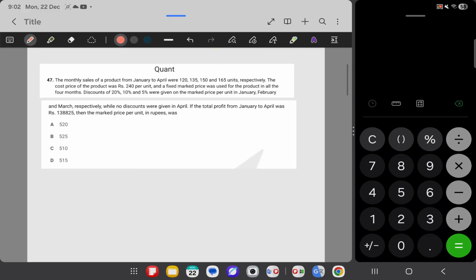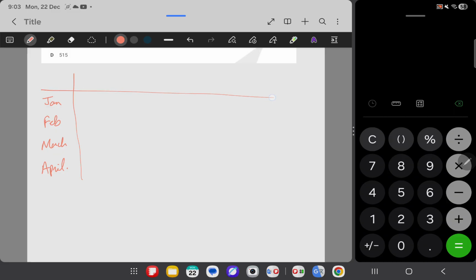Okay. A classic question, very easy question. I will write it as easy, but in time consuming, it will be like 2 star. Not that much, but it will be a 2 star. For this type of question, we need to draw the table. So let's say this is Jan, Feb, March, April. Excuse my handwriting.